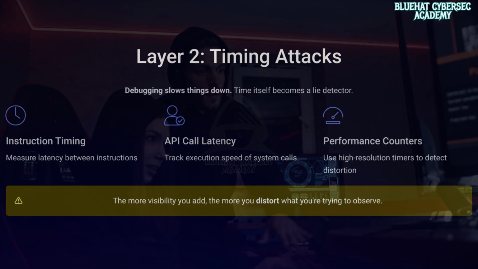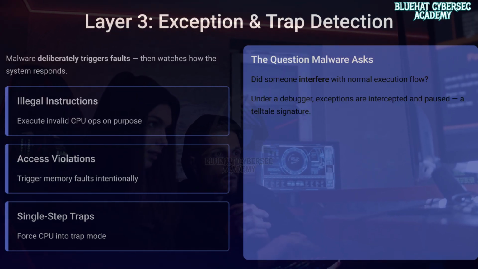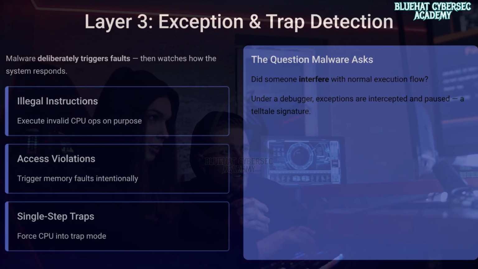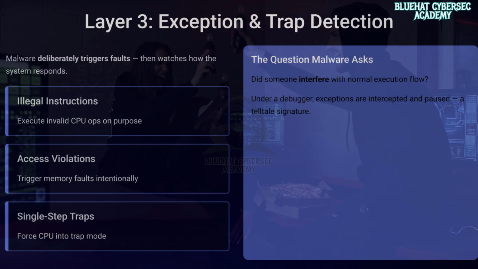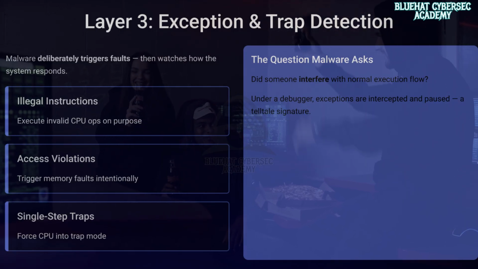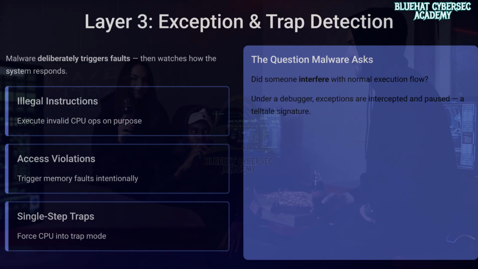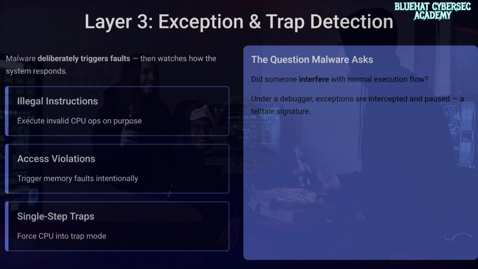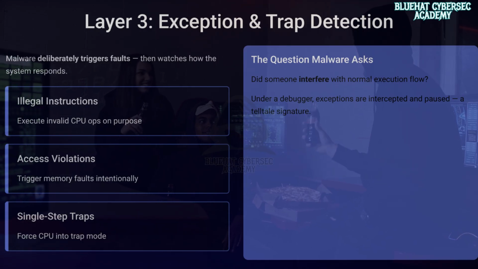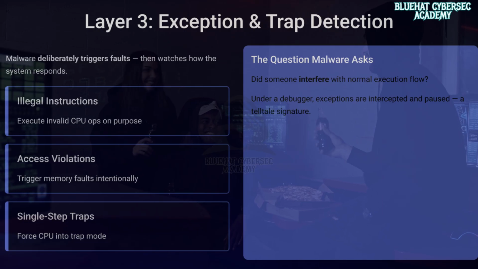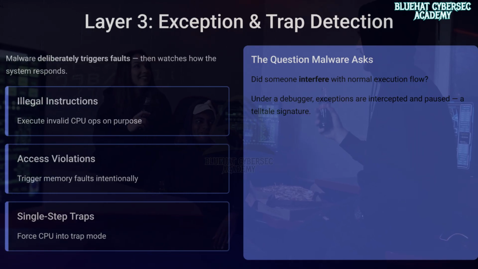Next comes exception and trap-based detection, which is a more interactive approach. Here, malware deliberately executes illegal instructions. It may trigger access violations on purpose. It may even use single-step traps, and then it watches what happens next very carefully. Because under normal execution, the operating system handles these events in one way. But under a debugger, those same events are intercepted, paused, and analyzed differently. So what the malware is really asking is simple. Did someone interfere with the normal flow of execution? And if the answer is yes, it immediately changes behavior.